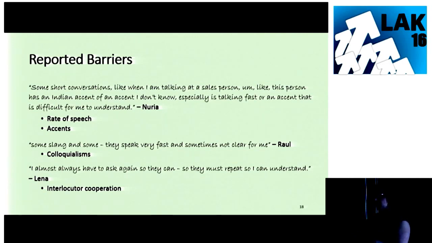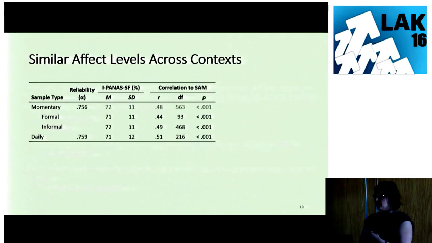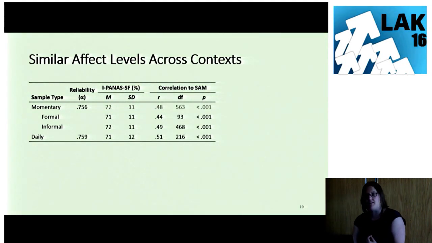So if we move from communication into affect, partly because these barriers are linked to frustration and negative affect, we see very similar affect levels across context, and the measures were reliable. I'm only going to talk about the PANAS, partly because it's correlated with the SAM and they were fairly consistent, but it also has higher discriminant validity, and I'm able to separate it into the positive and negative aspects so we can look at it in a little more detail.